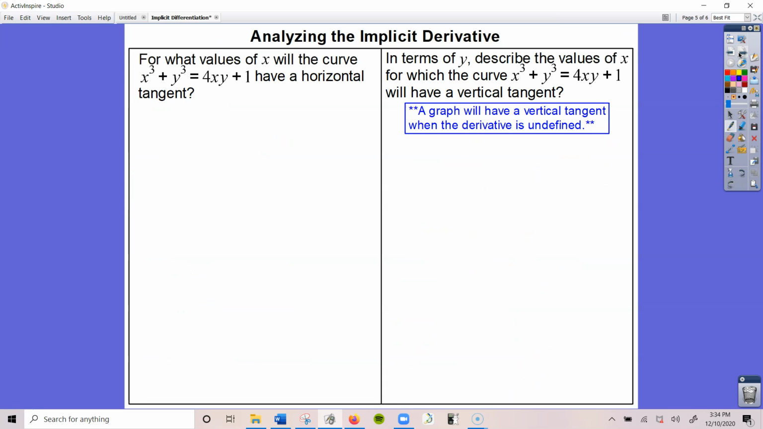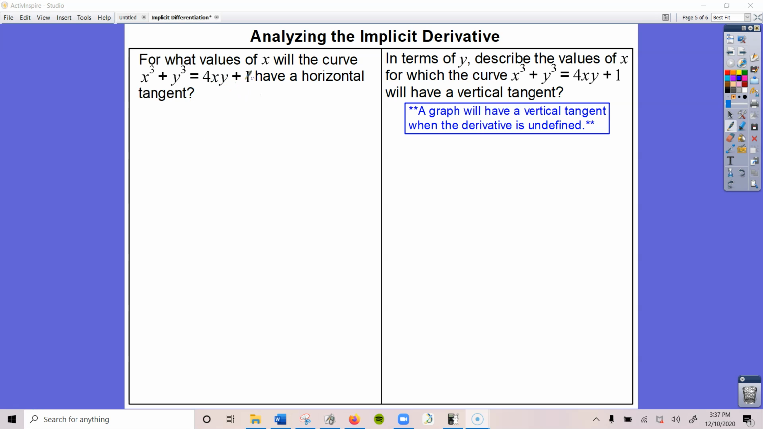Now we're going to look at a couple more analytical questions. We have here, for what values of x will the curve x cubed plus y cubed is equal to 4xy plus 1 have a horizontal tangent? So for this particular question, we are going to use the graphing calculator. Now, before I whip out the calculator, finding the derivative of an implicit function we have to do by hand. Okay, and we'll get to the rest on the calculator in a moment.